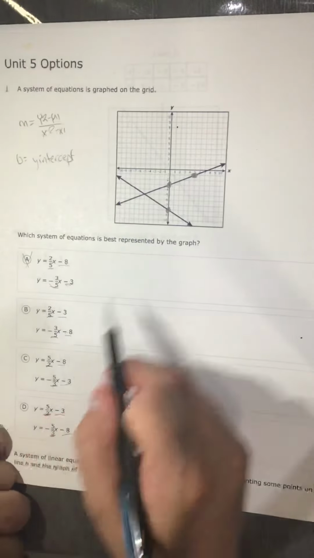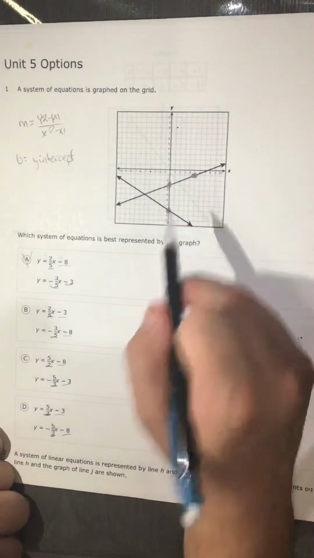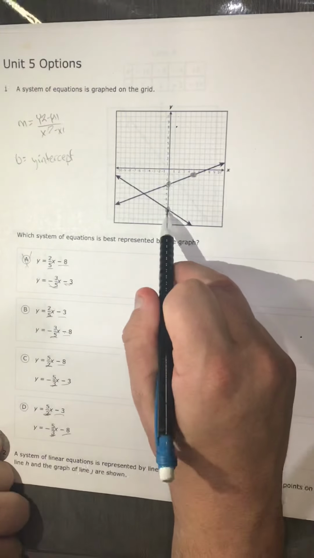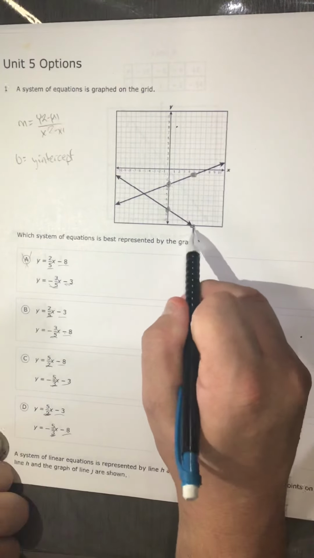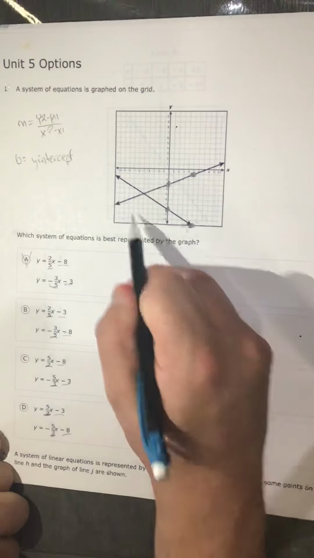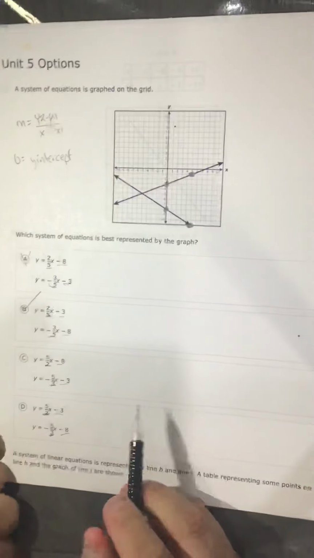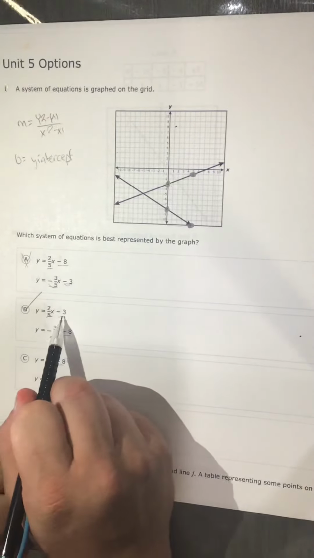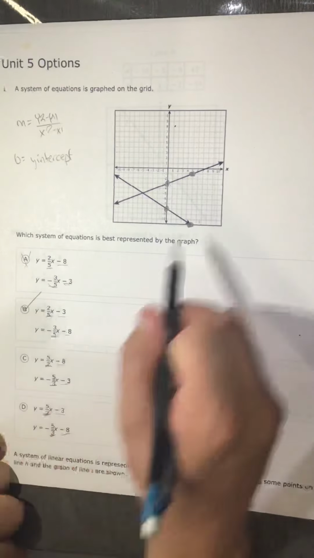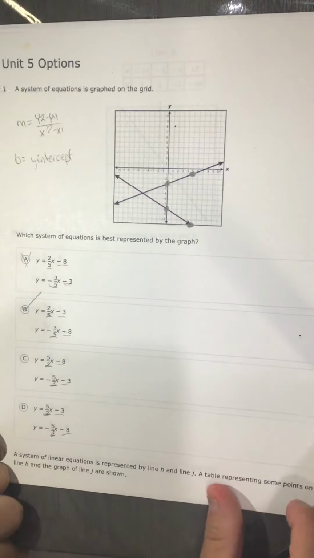So if I start at -8, and then I go down 3 over 5, I have another point plotted. This one falls right on both of my lines. This one's clearly the correct answer because with my y-intercept and my rate of change, they both fall on the lines that are represented.